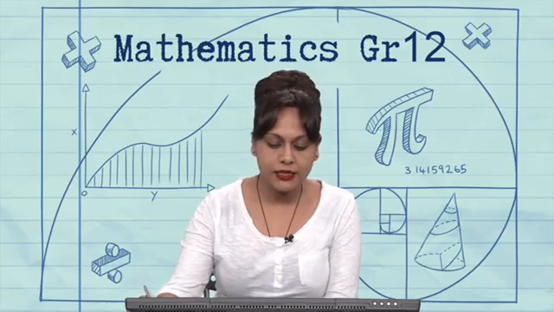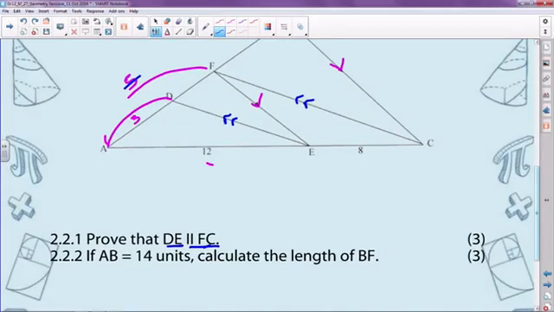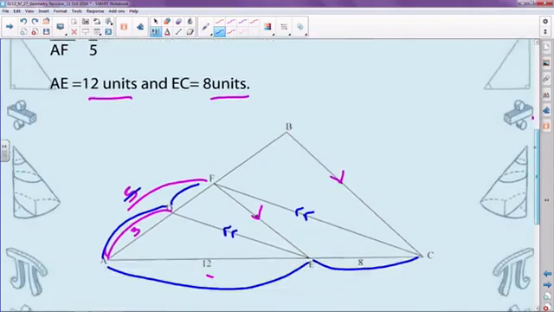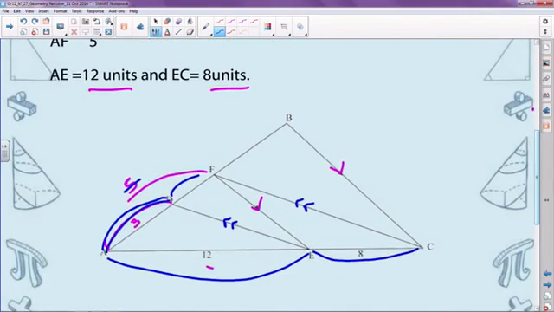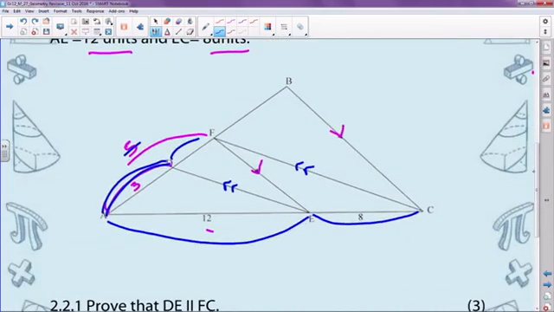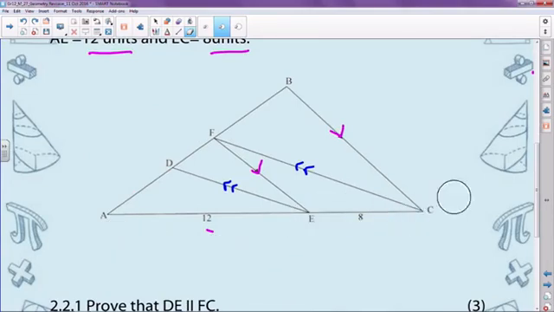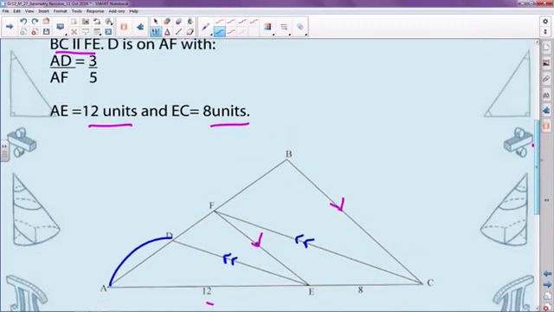So to prove that DE is parallel to FC, for me what that means is I need to show that side AE over side EC is equal to side AD over side DF, or in fact any of the proportions there. They gave you what did they give you? They gave you AD over AF. Just going to erase this so you can see more clearly what we're talking about. They gave you the ratio AD over AF.